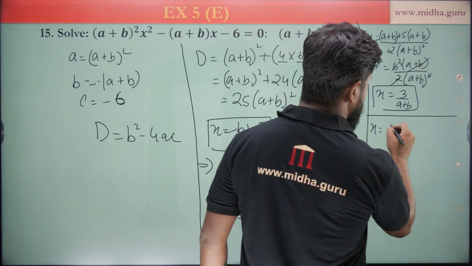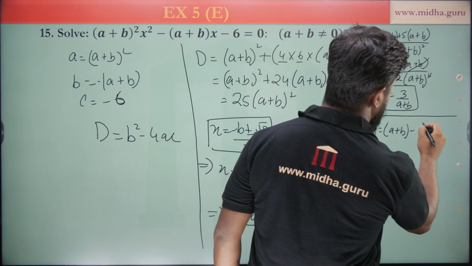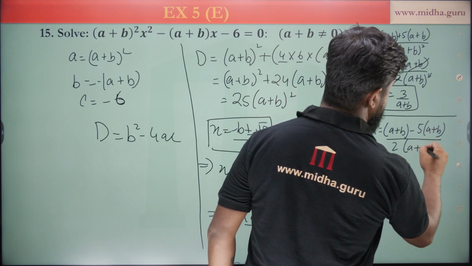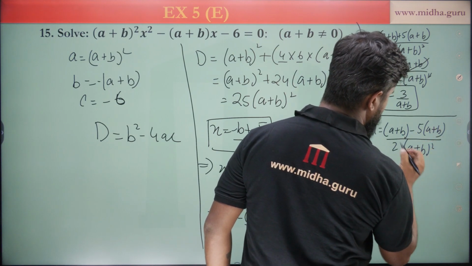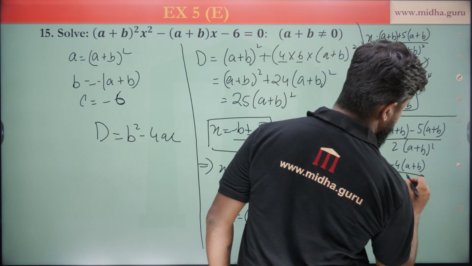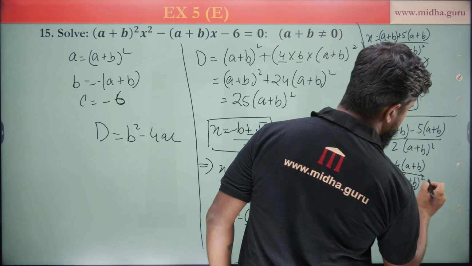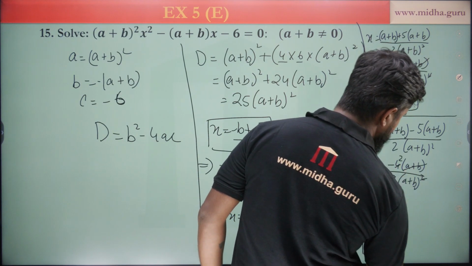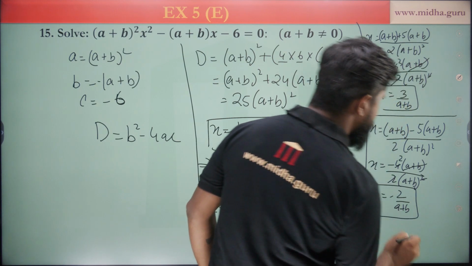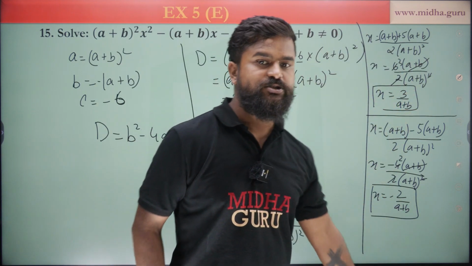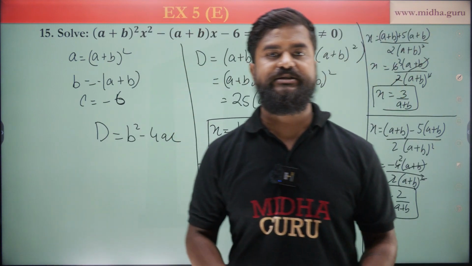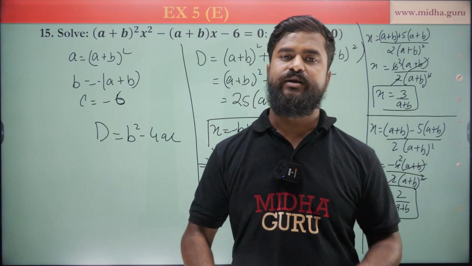When we do it minus, we will get, just see, 1 minus 5 will give us minus 4 times of (a plus b). Down under we have 2 (a plus b) whole squared. So this square again gets cancelled and this goes 2 times. So x becomes minus 2 by (a plus b). So 3 by (a plus b) and minus 2 by (a plus b) are the solutions for the given quadratic equation. So now let's move on to the next question.